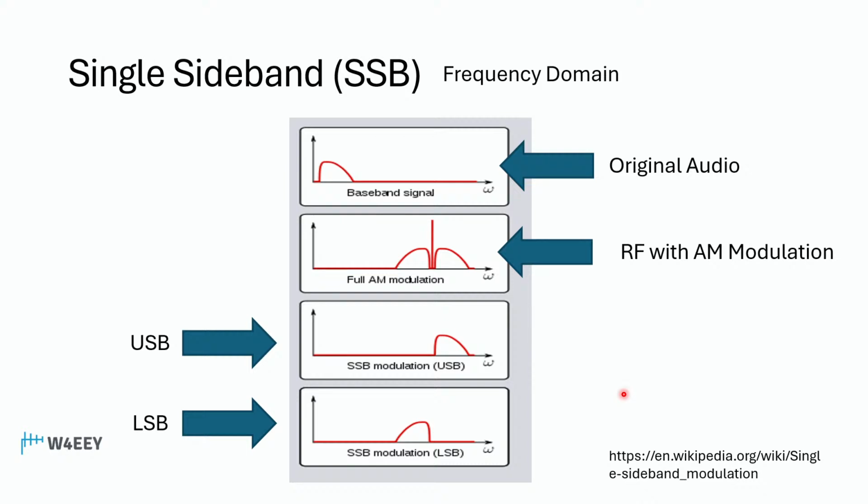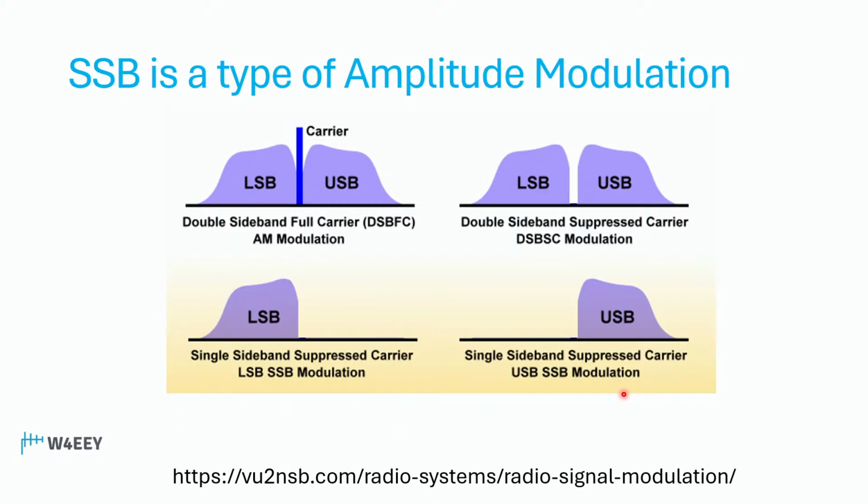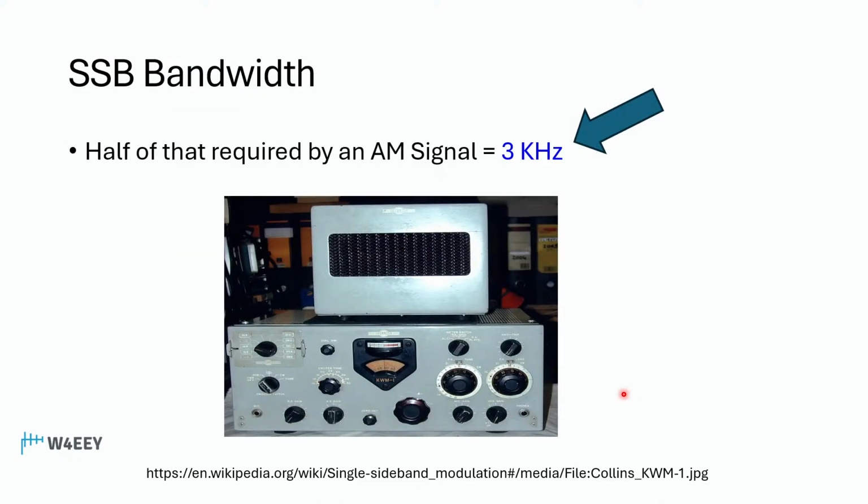But something to keep in mind, single sideband, which is the most common voice modulation mode in amateur radio, is a part of the amplitude modulation family. So single sideband is an AM signal, just without the carrier and without the other sideband. And the bandwidth for a single sideband signal is half that required by an AM signal. So remember, the AM signal for communications purposes was 6 kilohertz wide. Well, the single sideband signal is 3 kilohertz wide.